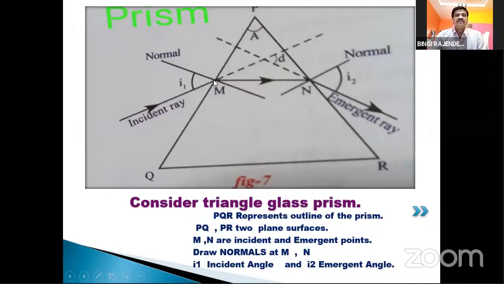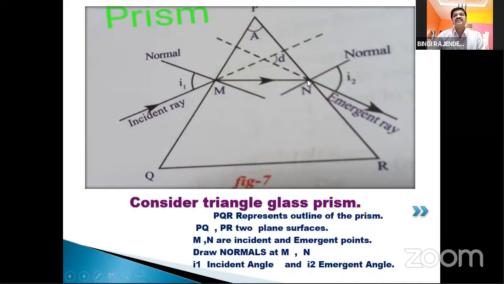If you take it like this, the incident ray is on the left side of the prism PQ, incident at the point M. If it were a similar medium, it would be continuous. But here it is a different medium, so that's why the light ray will be refracted. At the point M, we can draw a normal. The angle is known as the incident angle, I1. And it is refracted in the prism, along M and N.